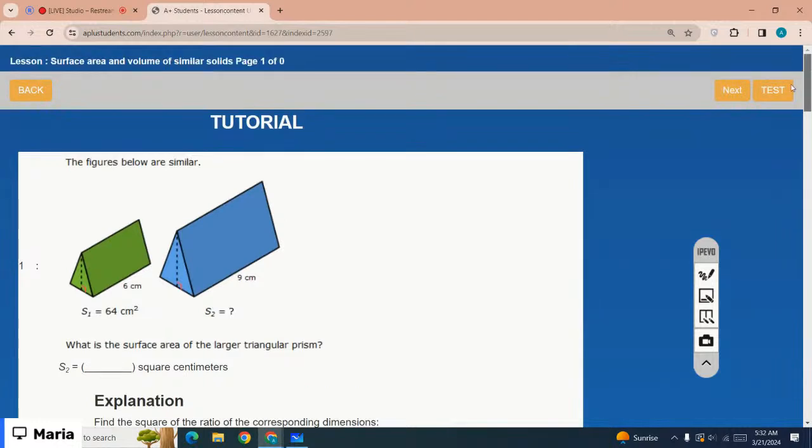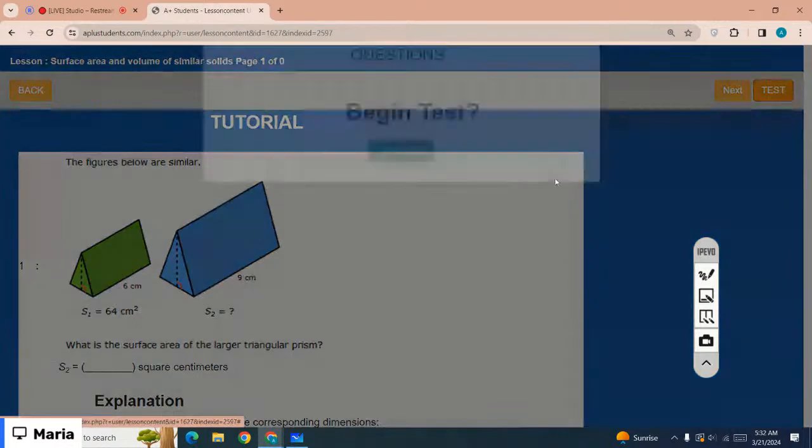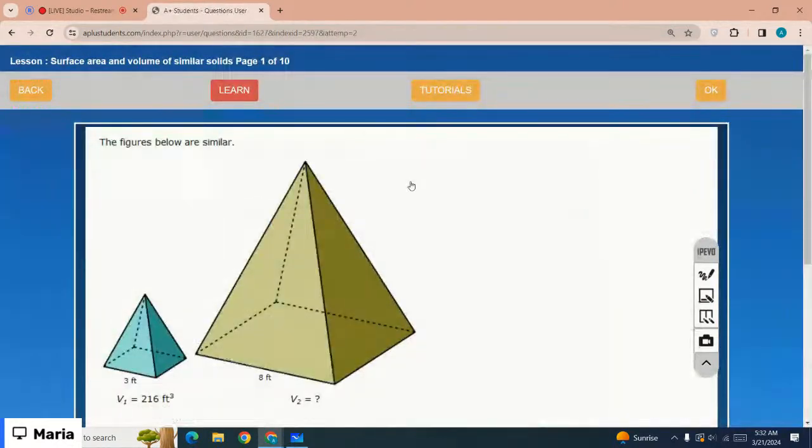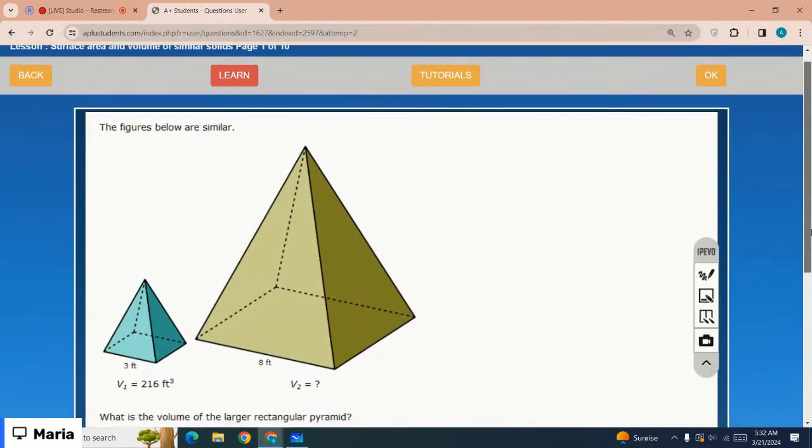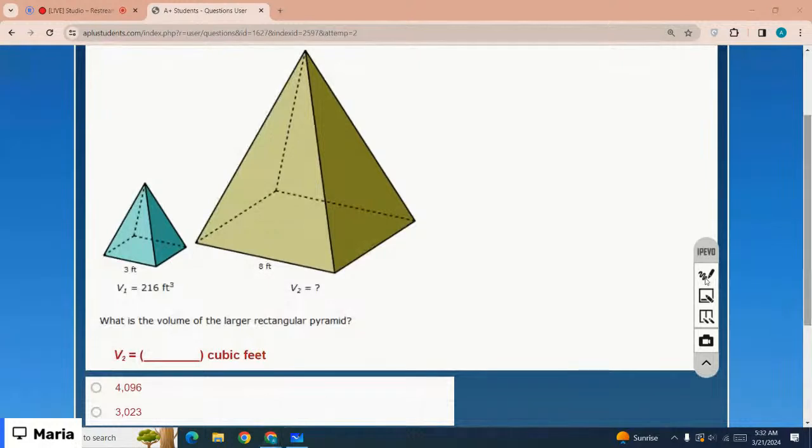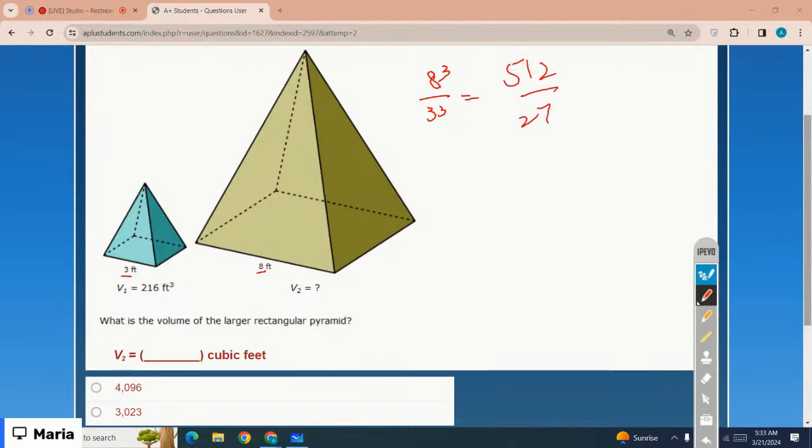Let's just start with the test questions. The figures below are similar. What is the volume? You have to find the volume. Whenever you have to calculate the volume, you have to calculate the cube of the similar sides, right? That is 8 cubed divided by 3 cubed. That is 8 times 8 times 8, that is 512. 3 times 3 is 9 and 9 times 3 is 27, right?